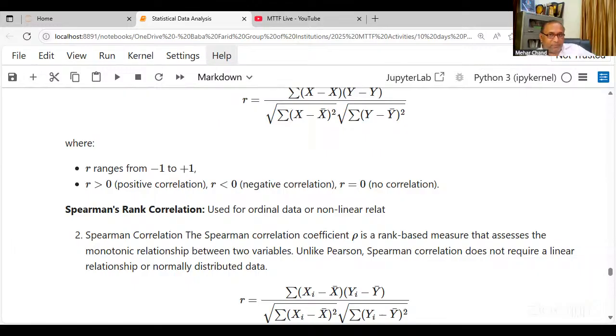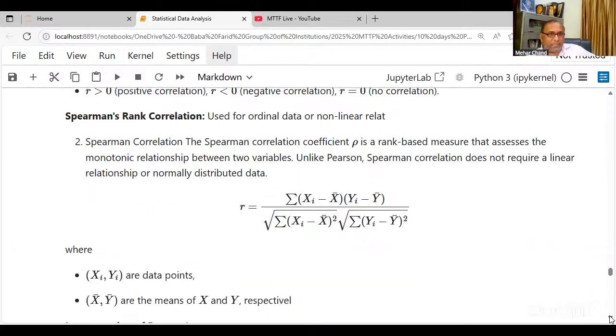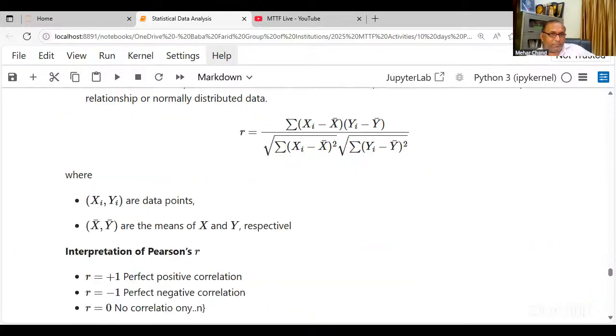Okay, so here is the formula. R is equal to the summation of (xi minus x bar)(yi minus y bar), upon the root of the summation of (xi minus x bar) squared and the summation of (yi minus y bar) squared. Okay, and here is the description: xi and yi are the data points, x bar and y bar are the means of x and y respectively. And here the same interpretation is there.